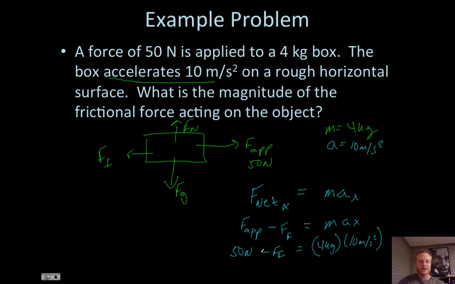If you just do the algebra, you take 4 times 10, which is 40, and subtract it from 50, you get negative 10. But there's a negative in front of the force of friction, so the negatives cancel each other, and you get a frictional force of 10 newtons. That is the magnitude of the frictional force acting on the object. Because we drew this awesome free body diagram, we can say 10 newtons to the left, because it's going to oppose the motion that we arbitrarily set up as going to the right.